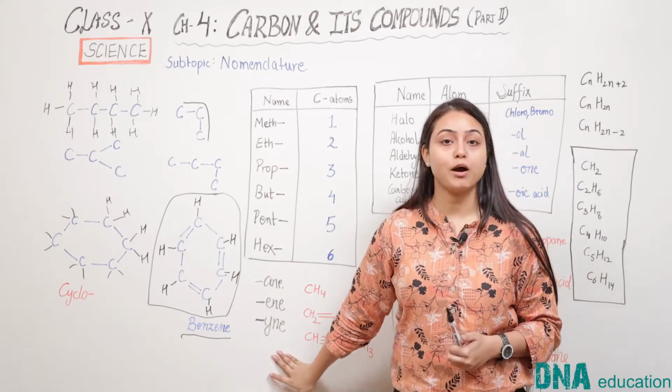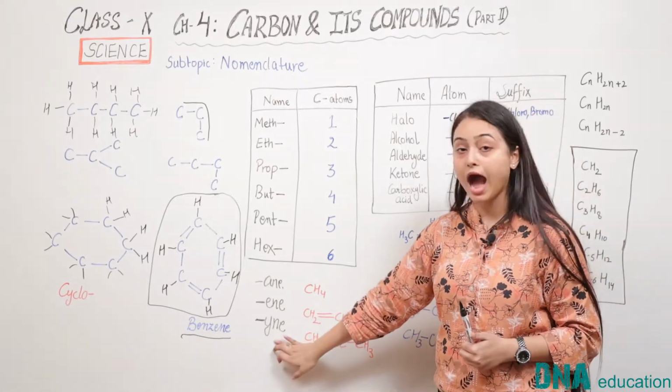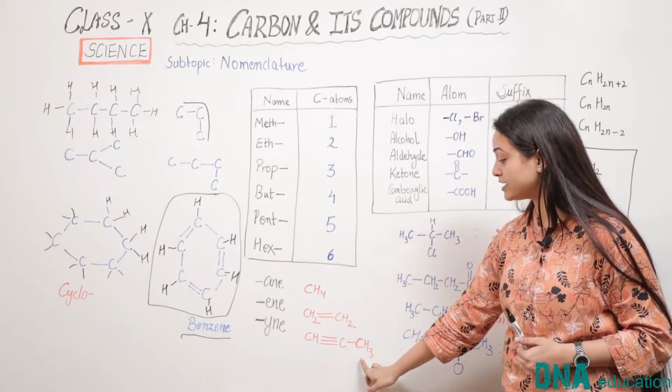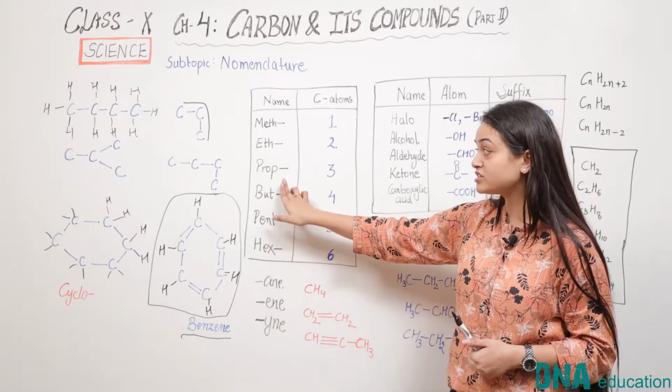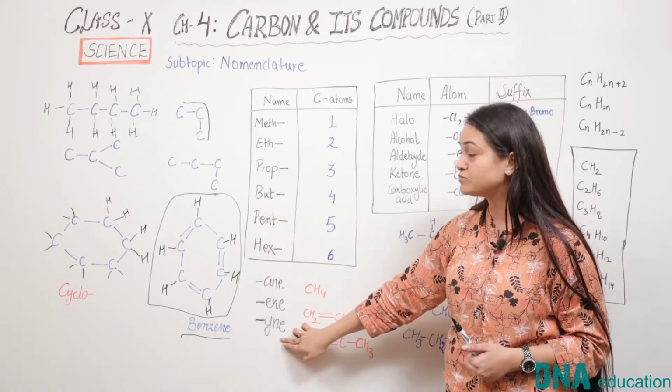If a carbon compound has even a single triple bond, then the suffix will be yne. For example, in this structure we can see 1, 2 and 3 carbon atoms, and hence we will use the prefix prop and suffix yne, so it becomes propyne.